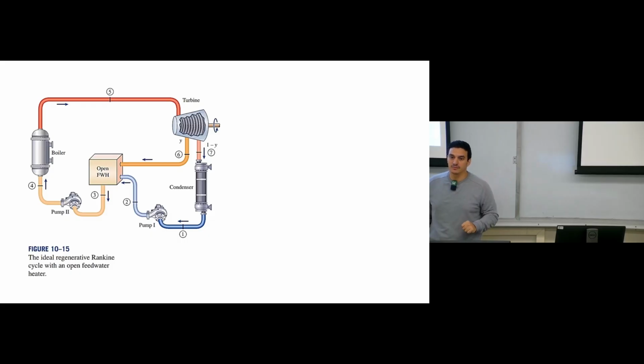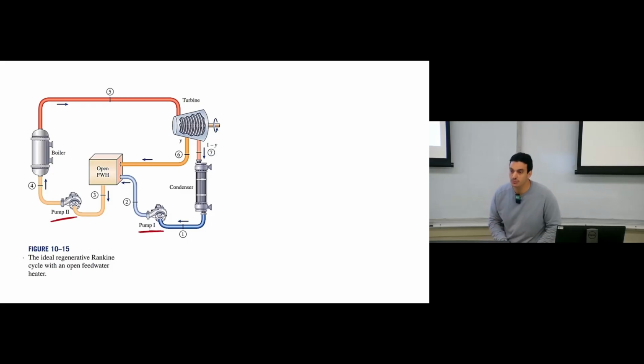How many pumps? Two. So in the reheat cycle, we increase the number of turbines, right? We have one pump, one boiler, one condenser, two turbines. In the regenerative cycle, everything is the same except the pump. We have two pumps here: pump number one, pump number two. So this is the main difference between them.